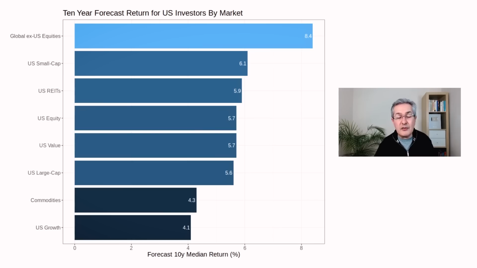I think it's clearer if we put it as a bar plot, which you can see beside me here. You can see global ex-US equity is 8.4. That's considerably more than any of these subcomponents of the US market. But US small caps would be a tilt that would at least reduce some of that underperformance. US REITs are also pretty good at 5.9%, but the one which really underperforms because it's so egregiously overvalued still is US growth. That's only forecast to return 4.1% over the next decade.